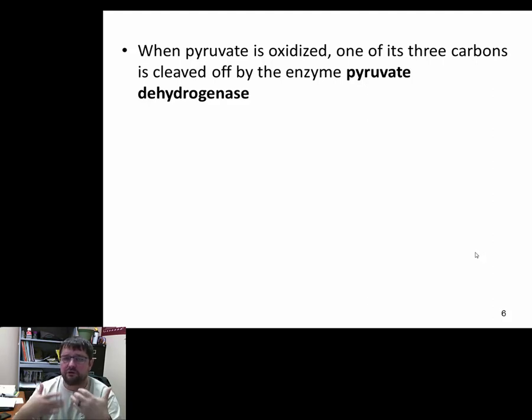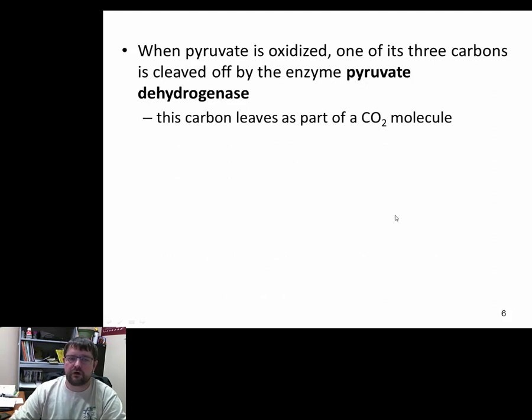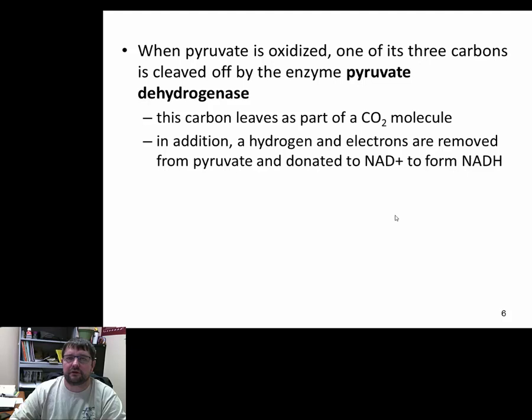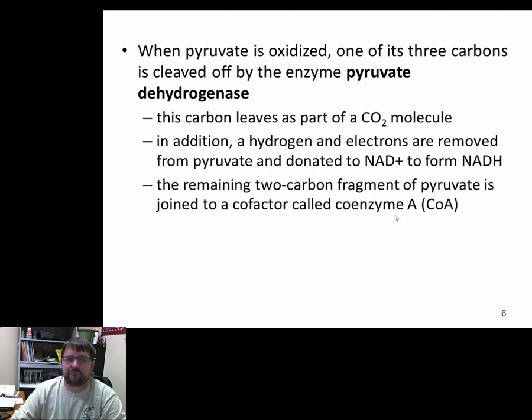When we're breathing in oxygen, that oxygen is utilized to bind up to these free carbons that are coming out of pyruvate dehydrogenase and also the Krebs cycle. So the carbon leaves as part of a carbon dioxide molecule, and then you expel it. And the hydrogen and electrons are donated to an NAD molecule to form NADH.